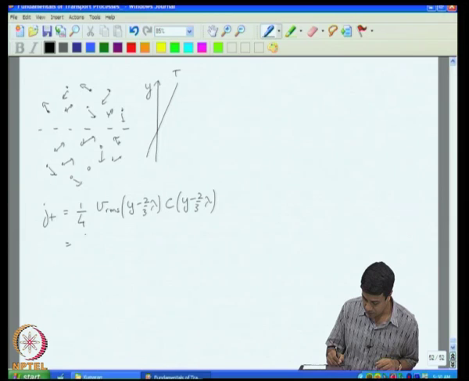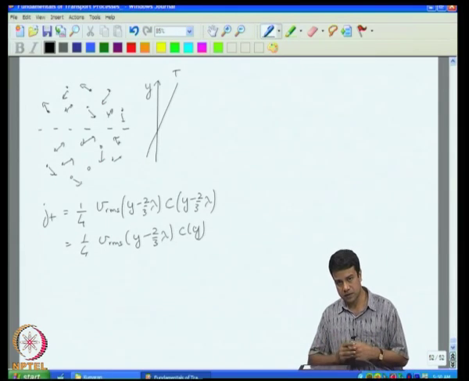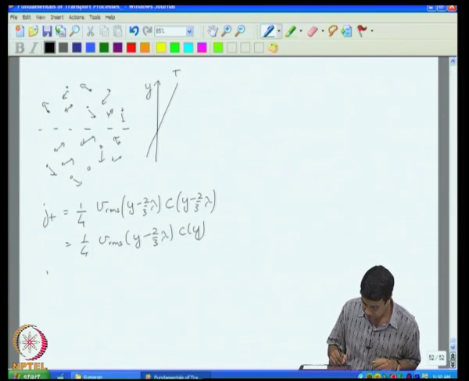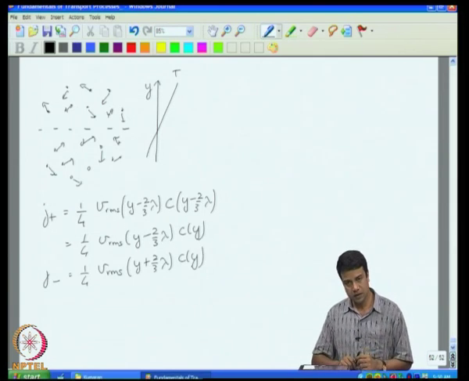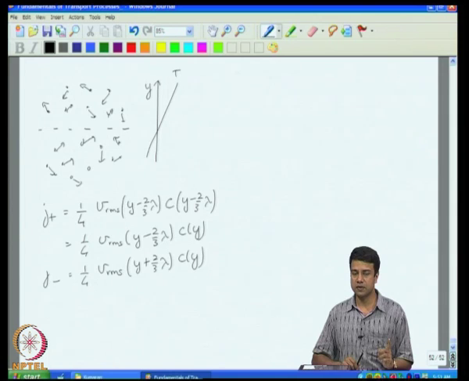Therefore, this is equal to 1 by 4th Vrms at y minus 2 by 3 lambda into the concentration at y itself, because there is no concentration gradient. Flux going downwards will be 1 by 4th the RMS velocity at some location above the plane times the concentration at y, because there is no concentration gradient, but there is a temperature gradient, and therefore, the fluctuating velocity of the molecules is different.